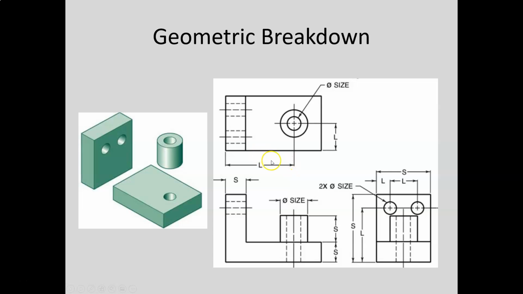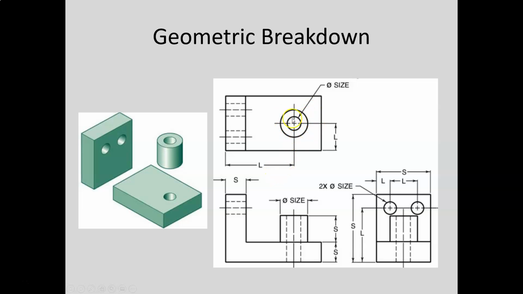And then we have the size of this cylinder and the height of the cylinder. We have the size of these two holes, 2 times diameter size. And then that's it. Those are all the parts. Those are all the features. Now we can go on to locating them.